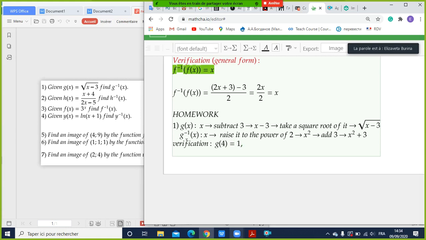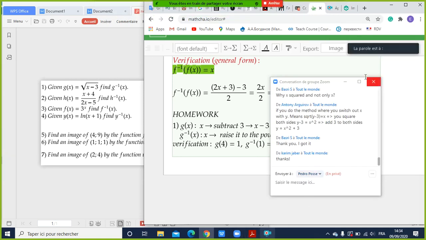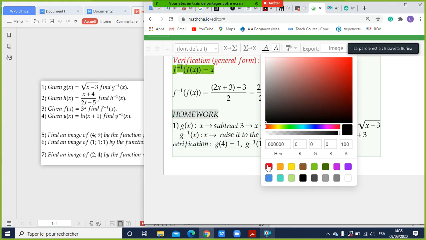Then the image of 1 by the inverse is 1 squared plus 3, which is 4. Okay, we got it. I was a little scared that we wouldn't get 4. We got it, so that means that it works. So it's all perfect. Here we can clap and move to the next one. Okay, let's do homework orange.